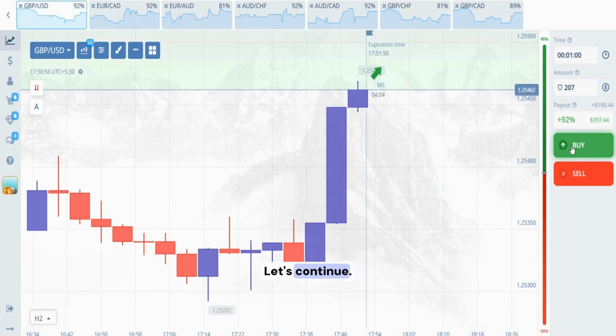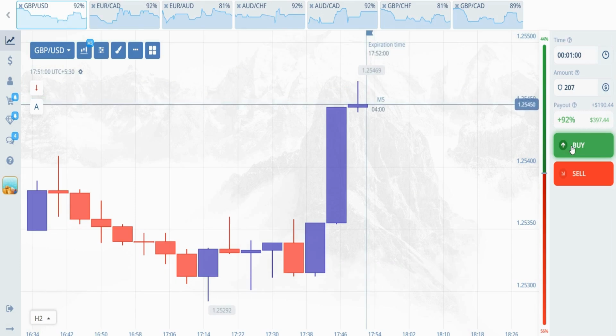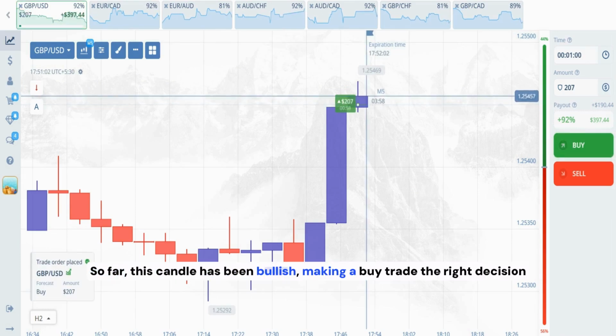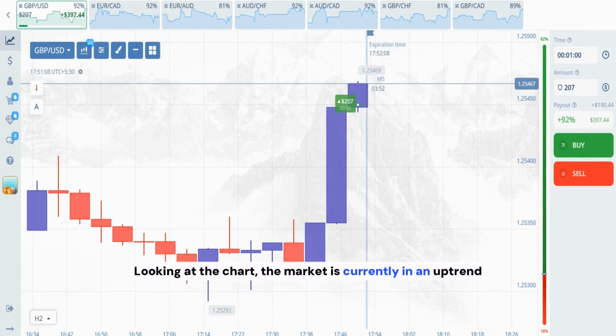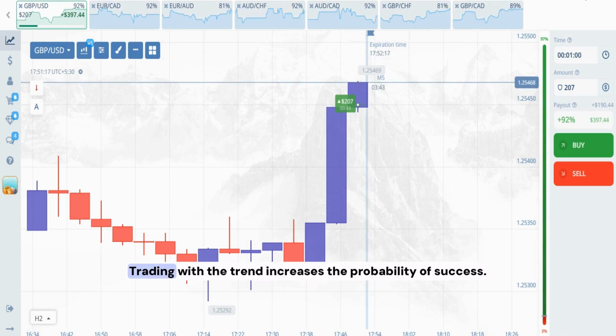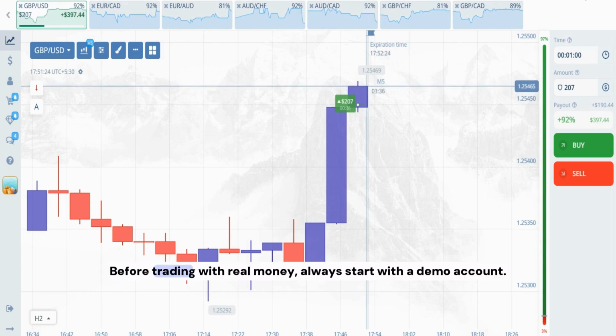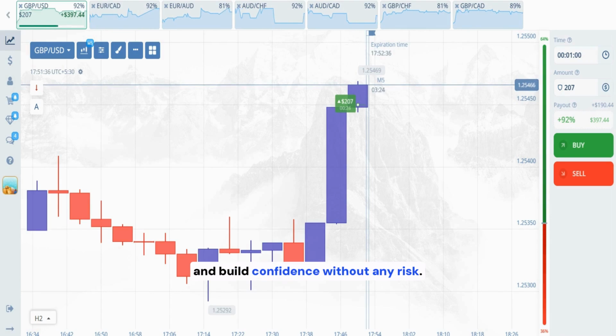Let's continue. Here, the first minute of the 5-minute candle is about to end. So far, this candle has been bullish, making a buy trade the right decision based on our strategy. Looking at the chart, the market is currently in an uptrend, and the last 2 candles have also been bullish. Trading with the trend increases the probability of success. Before trading with real money, always start with a demo account. It's the best way to practice, test your strategy, and build confidence without any risk.